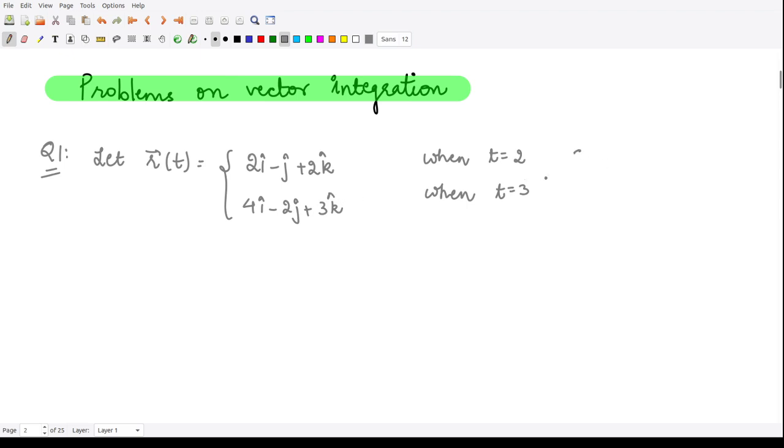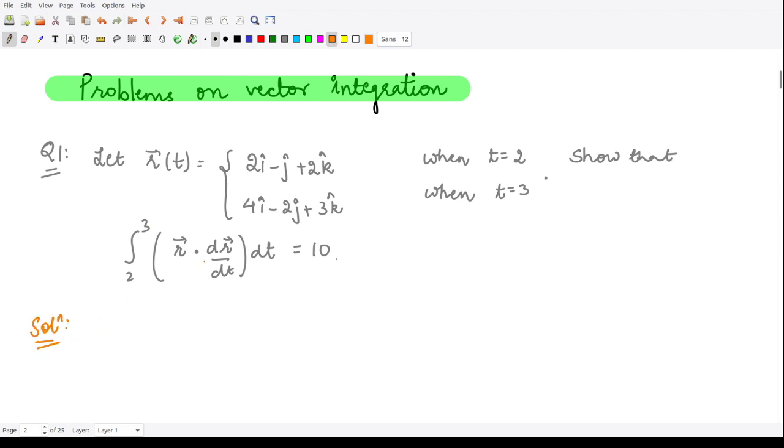Now the next thing is, you have to show that the integration from 2 to 3 of the quantity r vector dot with dr dt is equal to 10. So that means we are to compute this particular quantity. Okay, so let us move on to its solution.